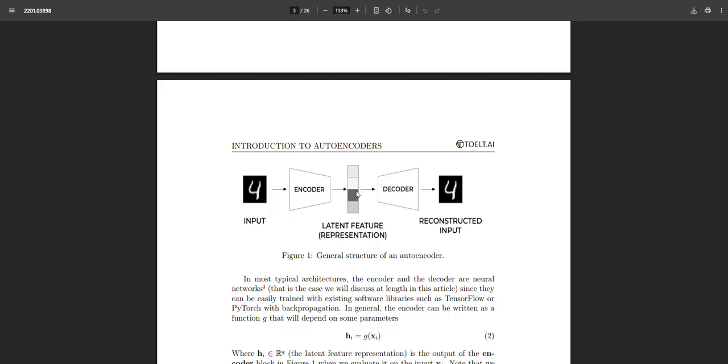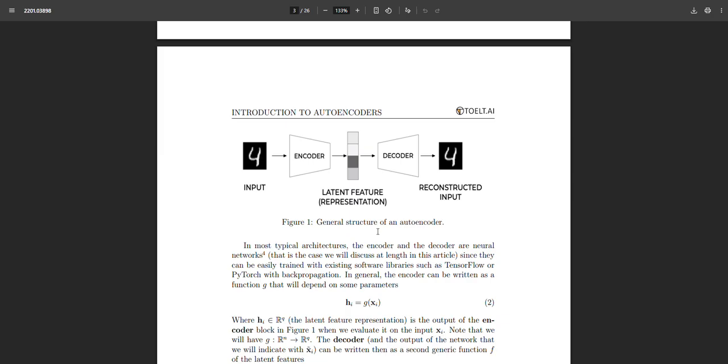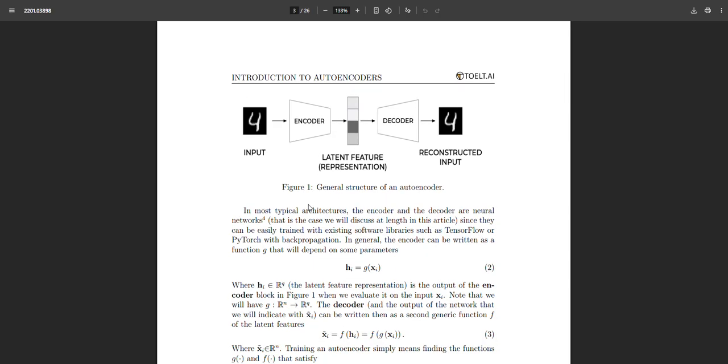This function takes the latent representation and attempts to expand it back into the original input. The encoder and decoder are implemented as neural networks. They are trained simultaneously with the goal that the reconstructed input is as close as possible to the original input. The crucial insight here is that while the entire network is tasked with reconstruction, its real learning happens in the bottleneck, that is, the latent feature representation.